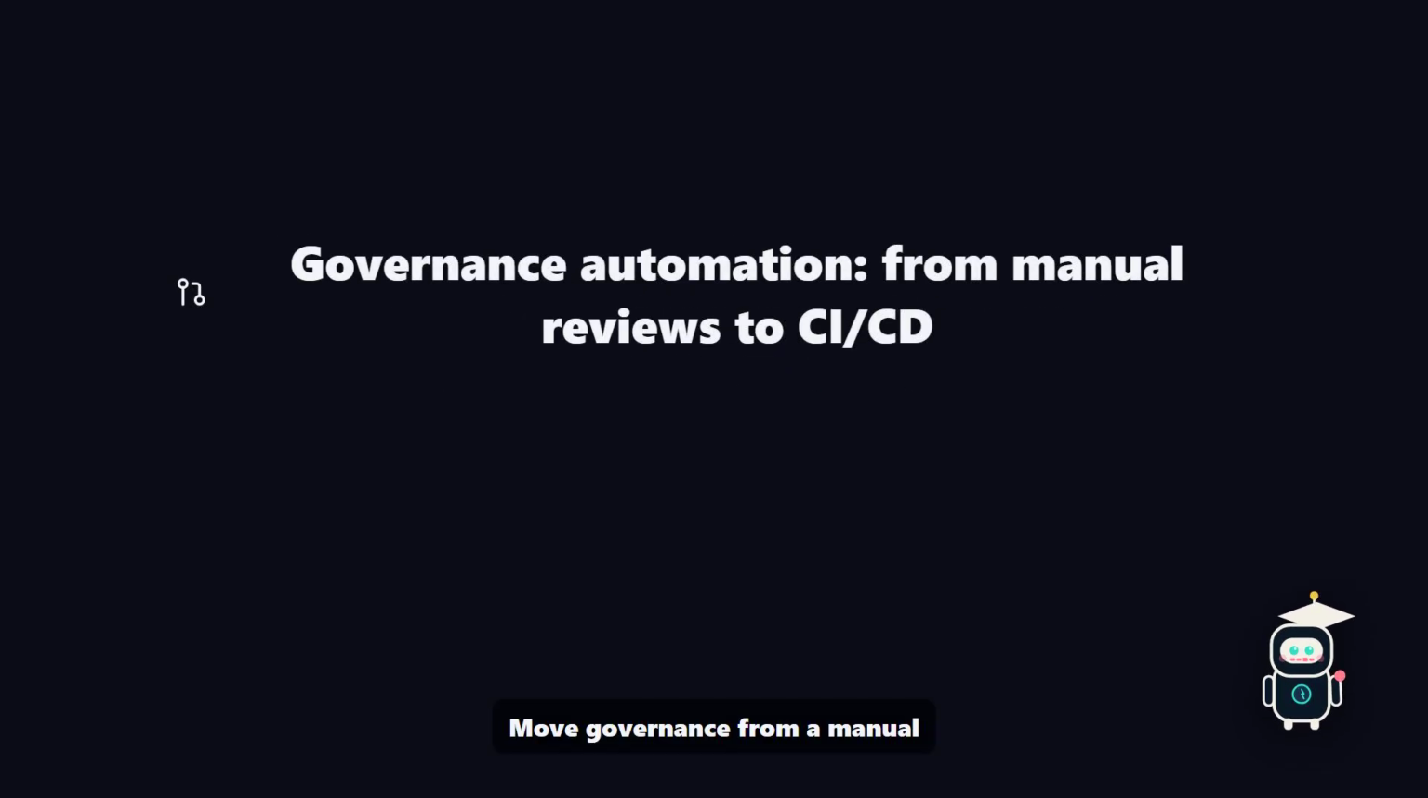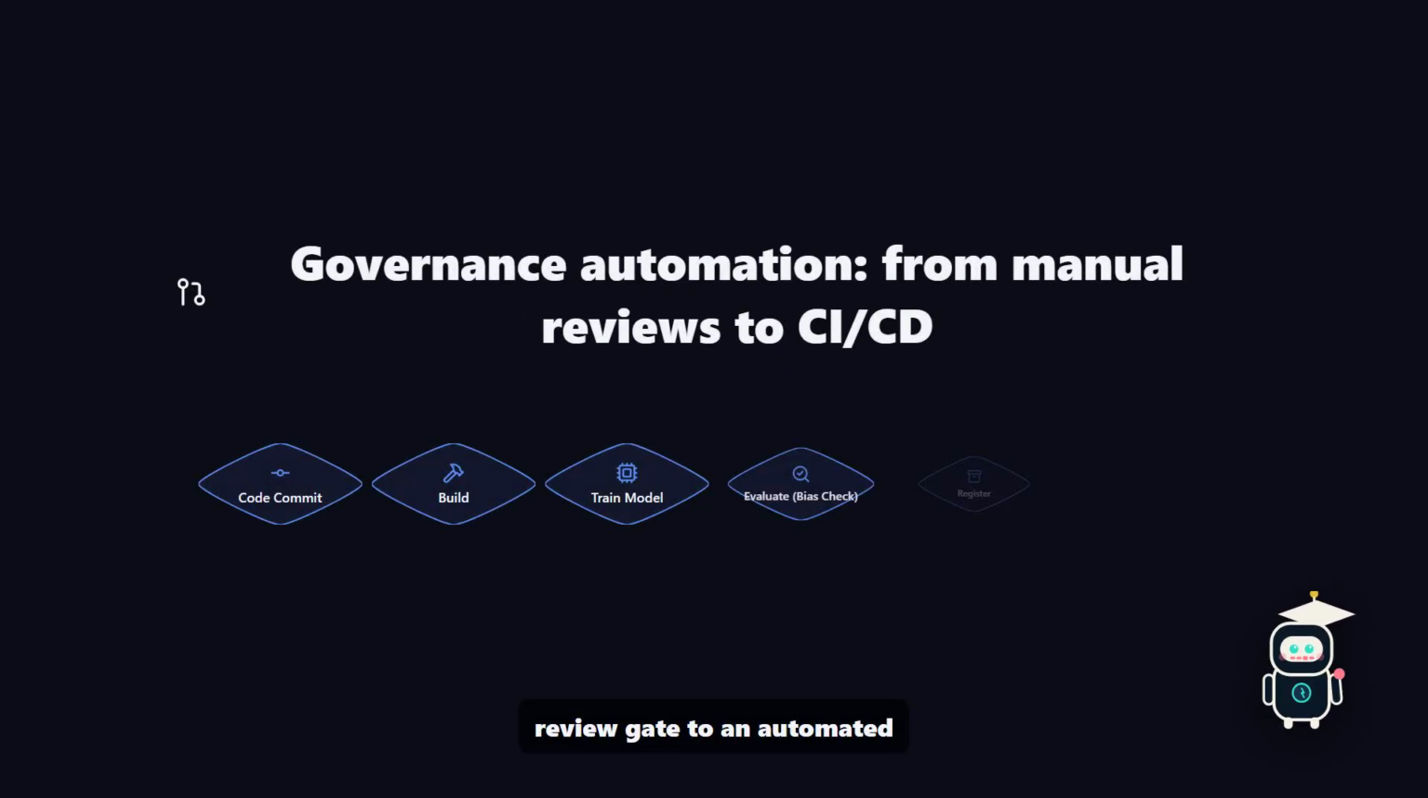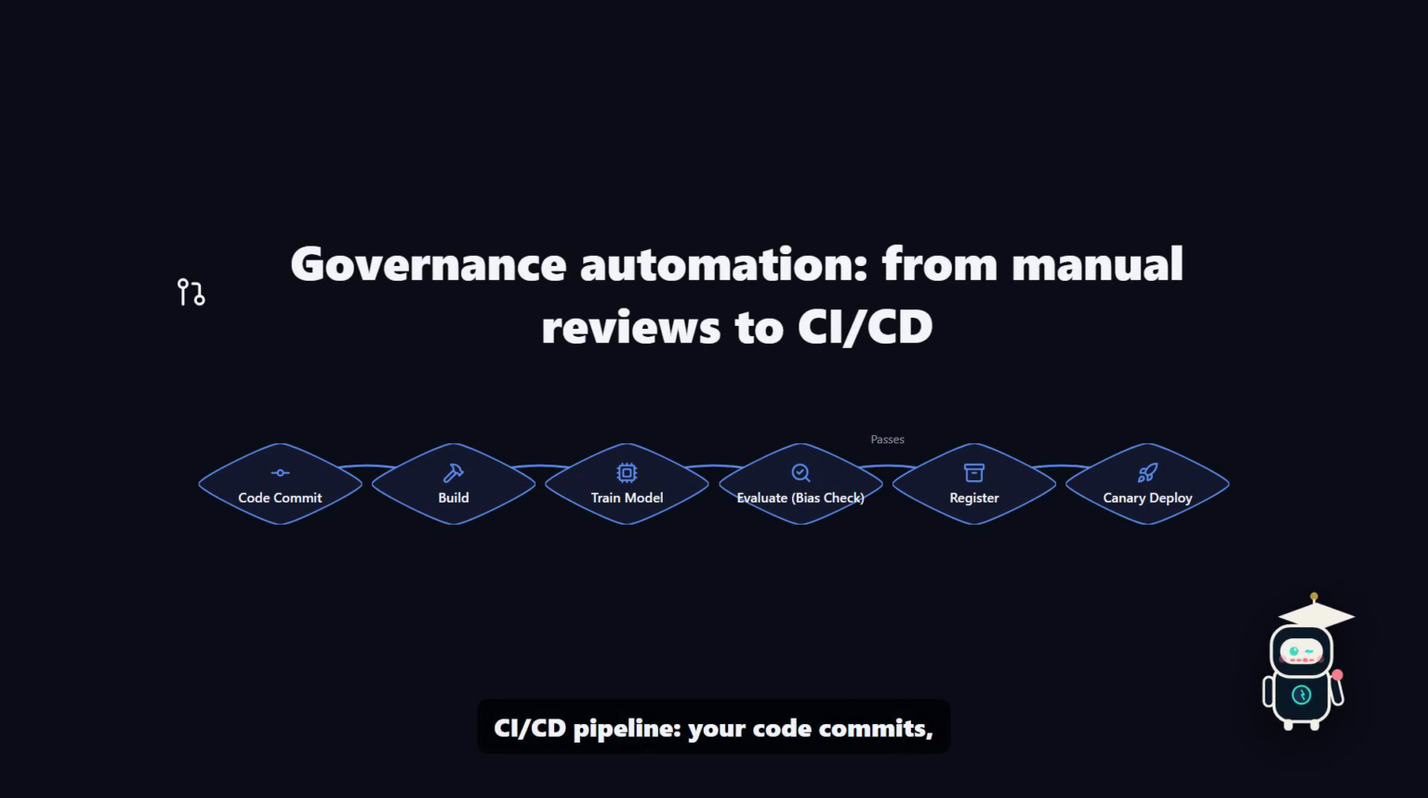Move governance from a manual review gate to an automated CI/CD pipeline. Your code commits, builds, trains, and then the real magic. Evaluate automatically checks for bias and explainability. Only if it passes do you register and canary deploy, saving weeks of review theater.